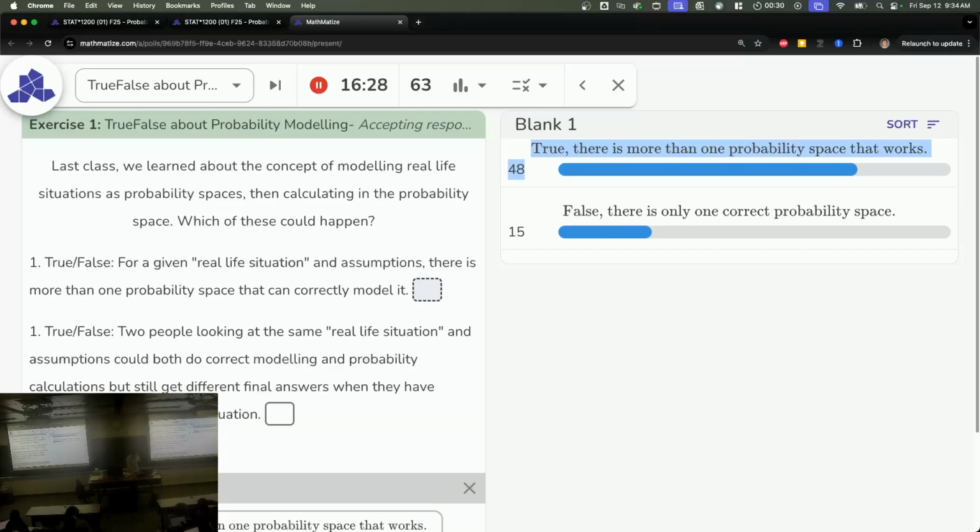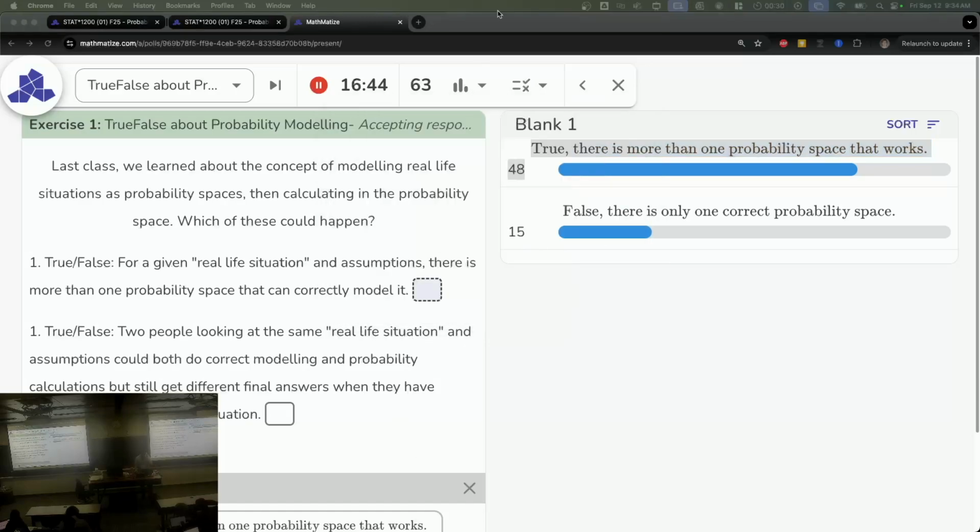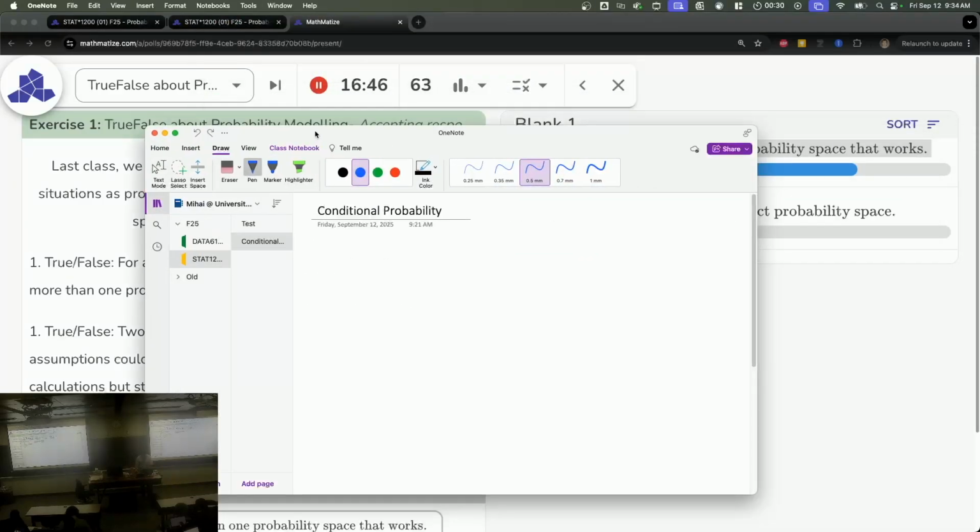I'm not going to hit reveal here because I don't want to reveal the next one. But sometimes there is more than one right answer, which is a fun thing about probability. There's always many different ways to think about the problem. You want to choose the one that is the most convenient. Let me give you a quick example of that and recap what we saw last class.